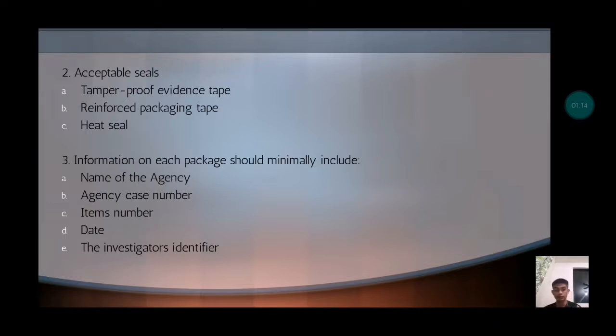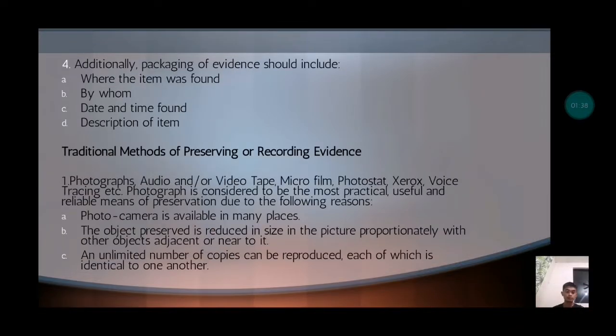And number 3 is information that each package should minimally include. The first is the name of the agency, the second is the agency case number, the third is the item number, the fourth is the date, and lastly is the investigator's identifier. And number 4 is additional information the packaging of evidence should include. First is where the item was found, the second is by whom, the third is the date and time found, and lastly a description of the item.